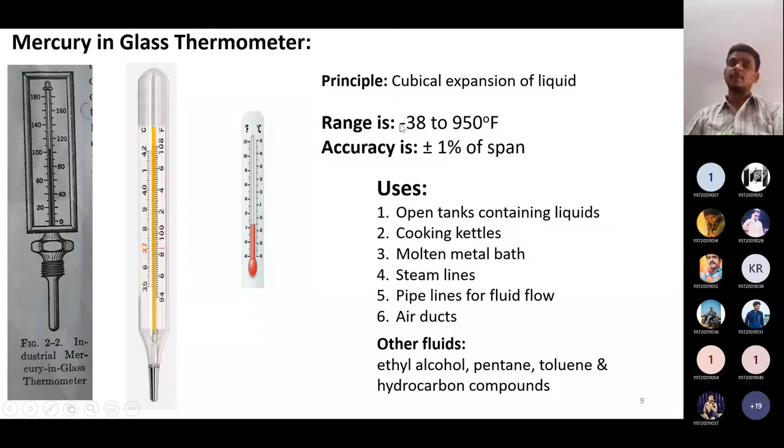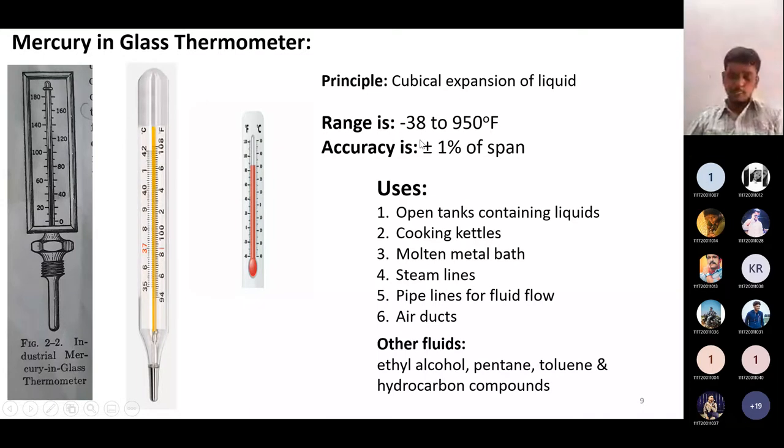So the range of this type of instrument is nearly minus 38 degree Fahrenheit to 950 degree Fahrenheit. It is the range of this instrument. And its accuracy is usually higher, that is plus or minus 1% of instrument span. Here the instrument span is nothing but higher value minus lower value, 950 minus minus 38. So that's the span, and plus or minus 1% of the span it will give.